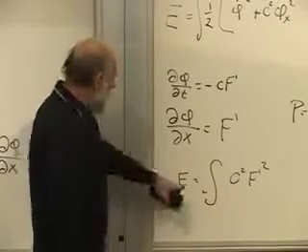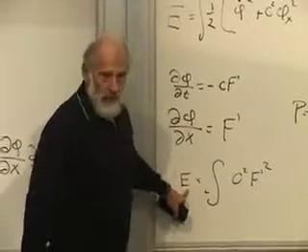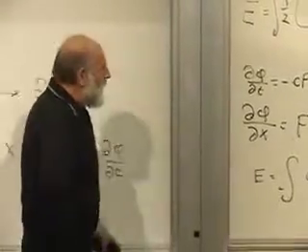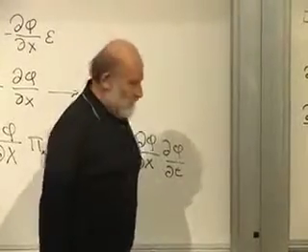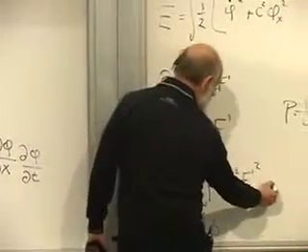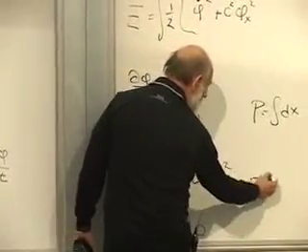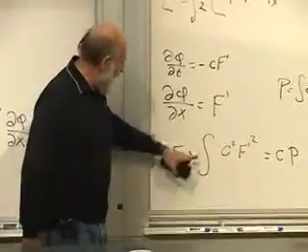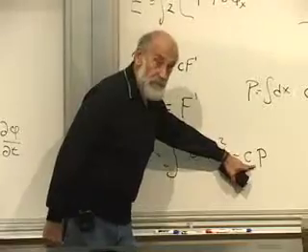Notice that it's closely related to the energy of the right moving wave. In fact, apart from a factor of c, the energy and the momentum are equal to each other. We can write that the energy is equal to c times P. There's an extra factor of c in the energy that's not there in the momentum.